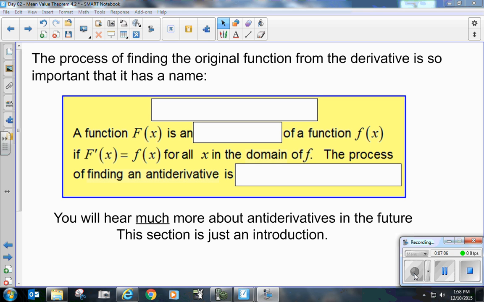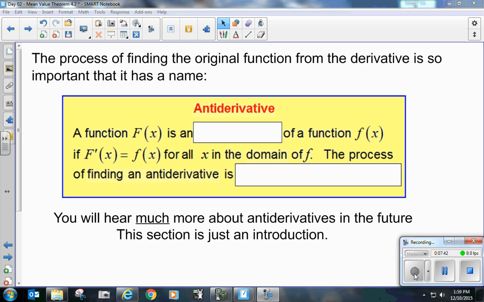The process of finding the original function from the derivative is so important in calc that it has a name. It's the antiderivative. Don't worry, you guys are not doing something profound. It's just anti what we're doing. Just like in that problem, sine of x was the derivative, and we had to go backward to find the original function that gave us the derivative of sine of x. It was negative cosine. That's called the antiderivative.